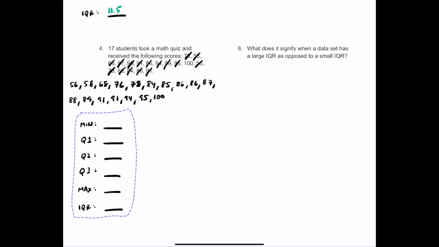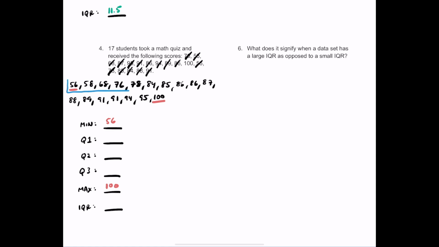All right, so let's go ahead and find out all of our information. So 56, that's going to be the minimum right over here. And the maximum should be 100. So that's right over here. 17 people. So half of 17 should be, well, what's half of 16? That's 8. So 8 numbers on the left and 8 numbers on the right. So this is the bottom 8.